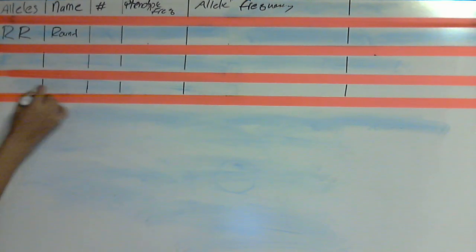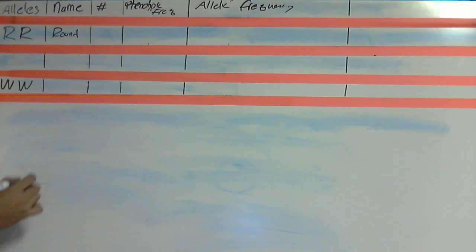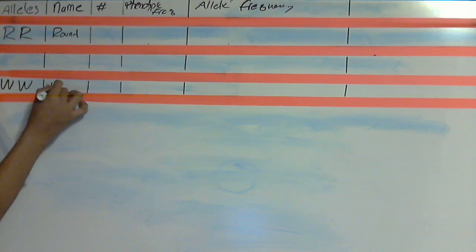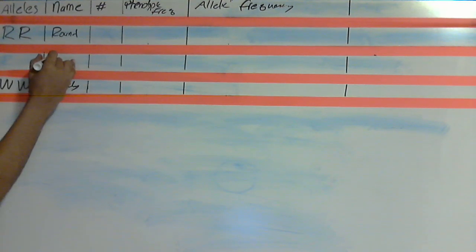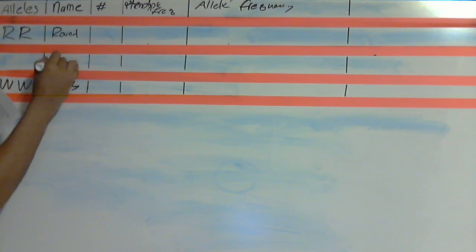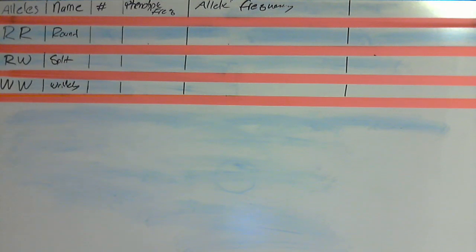And then we said the last one was wrinkly, so let's call that WW. All right, wrinkly. And the middle one, we said that was split, and that's going to be an RW because it's going to be heterozygous, one from here, one from here. So now we're dealing with some alleles. Okay, so let's not freak out a little bit. We're going to do this the same way we did last time.